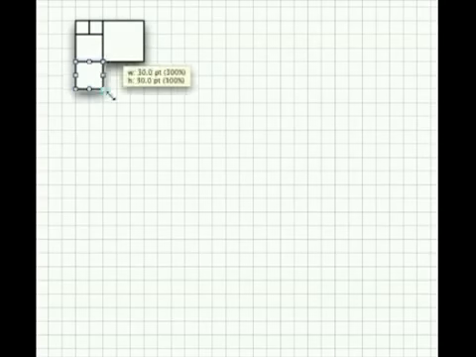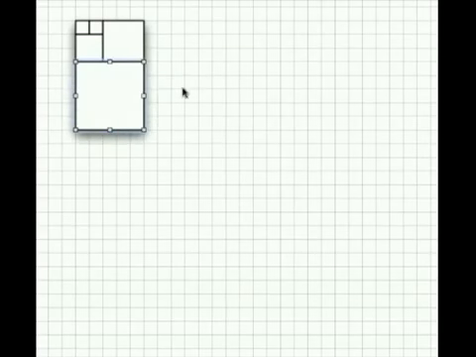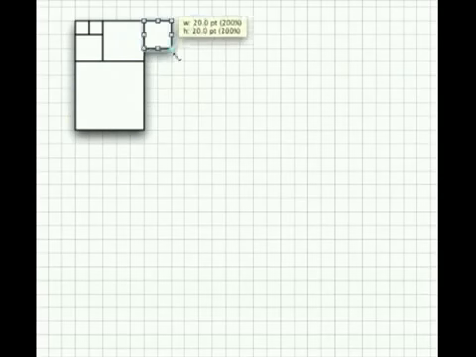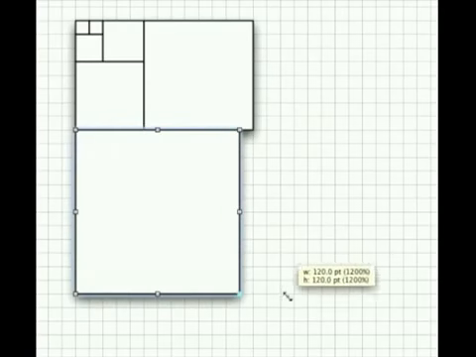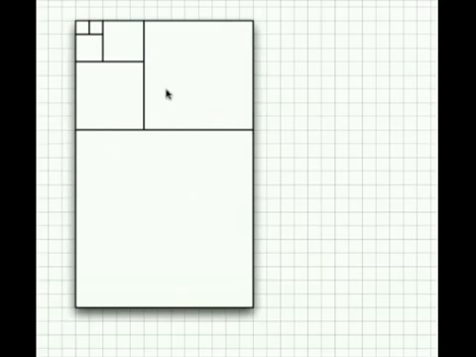So here's the next rectangle. Here's the next rectangle. What's going to happen is we'll see a pattern emerging in the sizes of each of these squares. I'll draw one more square. This is going to be the last one I can fit on the screen. Okay, now let's take a quick look at the size of each square.